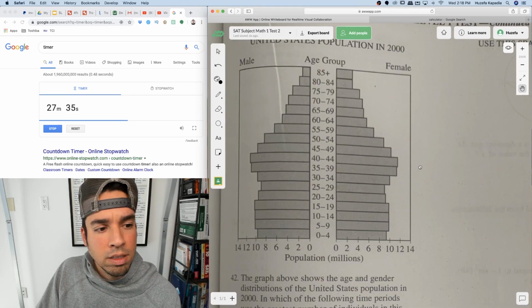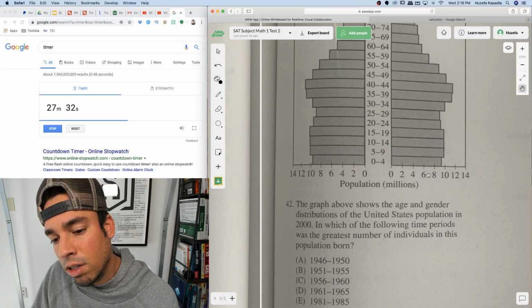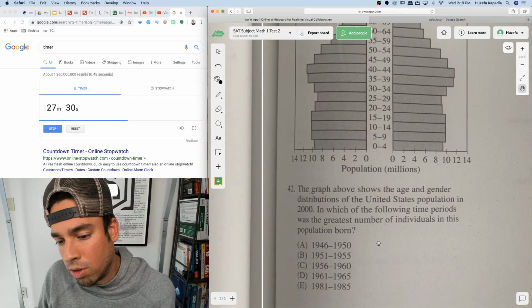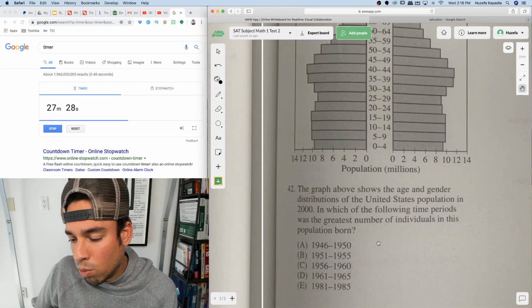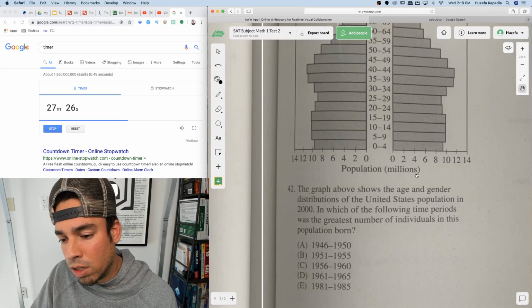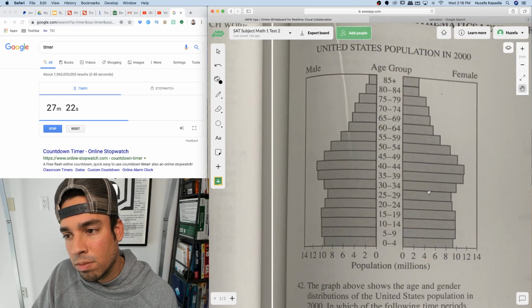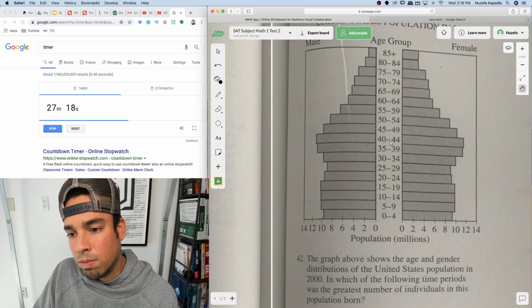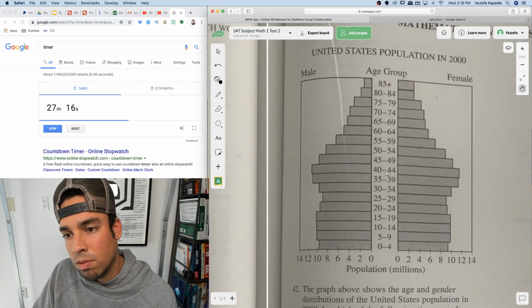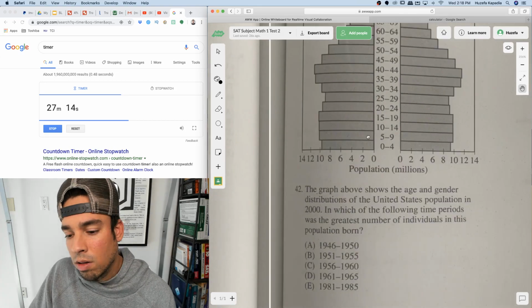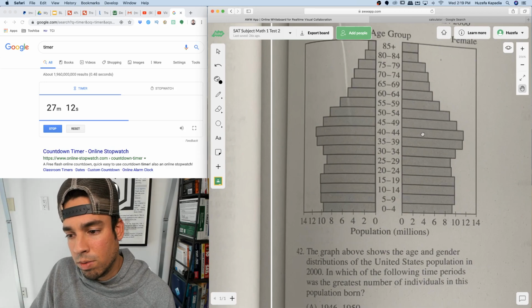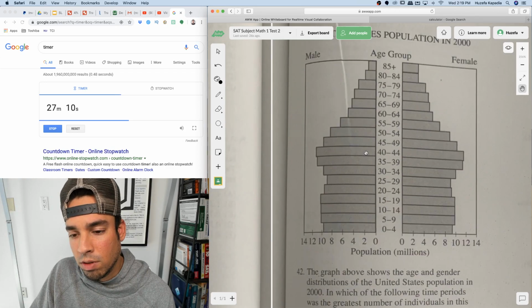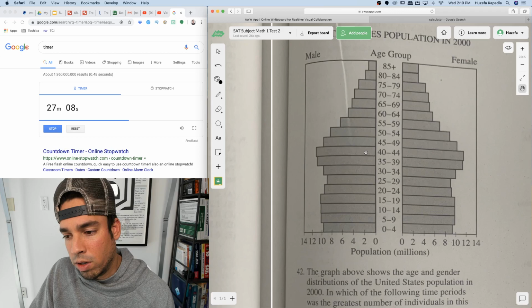Next, United States population. The graph above shows the age and gender distributions of the United States population in 2000. In which of the following time periods was the greatest number of individuals in this population born? It looks like this group, right? 40 through 44.